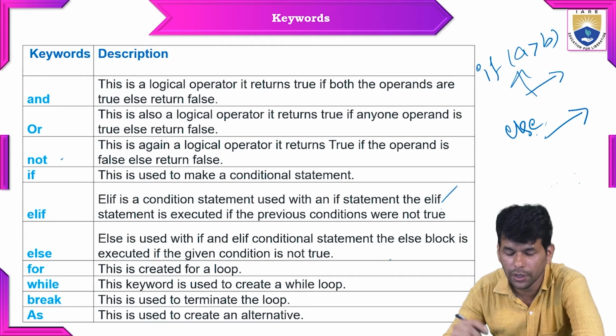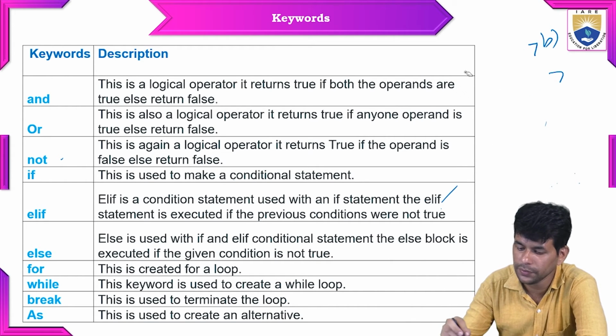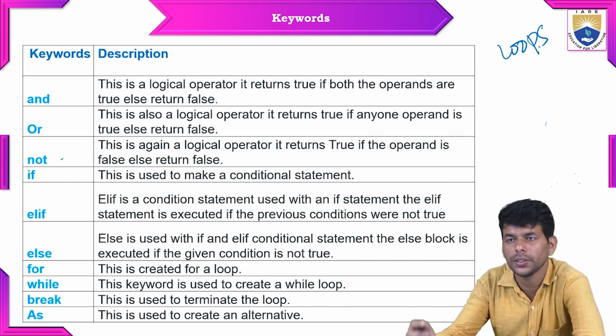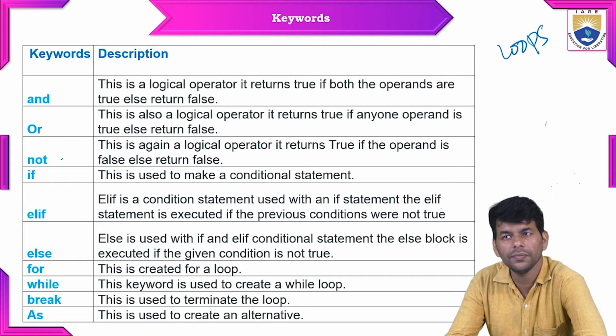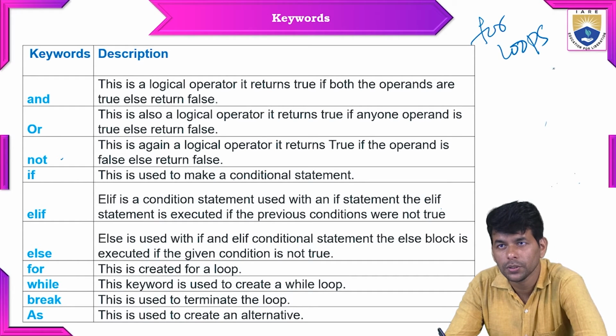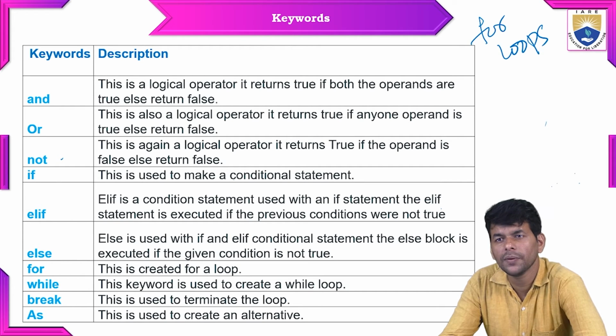The next one is for. For is a keyword used to work with the loops concept. If, elif, else are the statements we use to work with conditions. So for keyword is to work with loops. What is the use of for, how we have to declare a loop, where we can use the loops concept, everything will be explained in detail in the future classes.